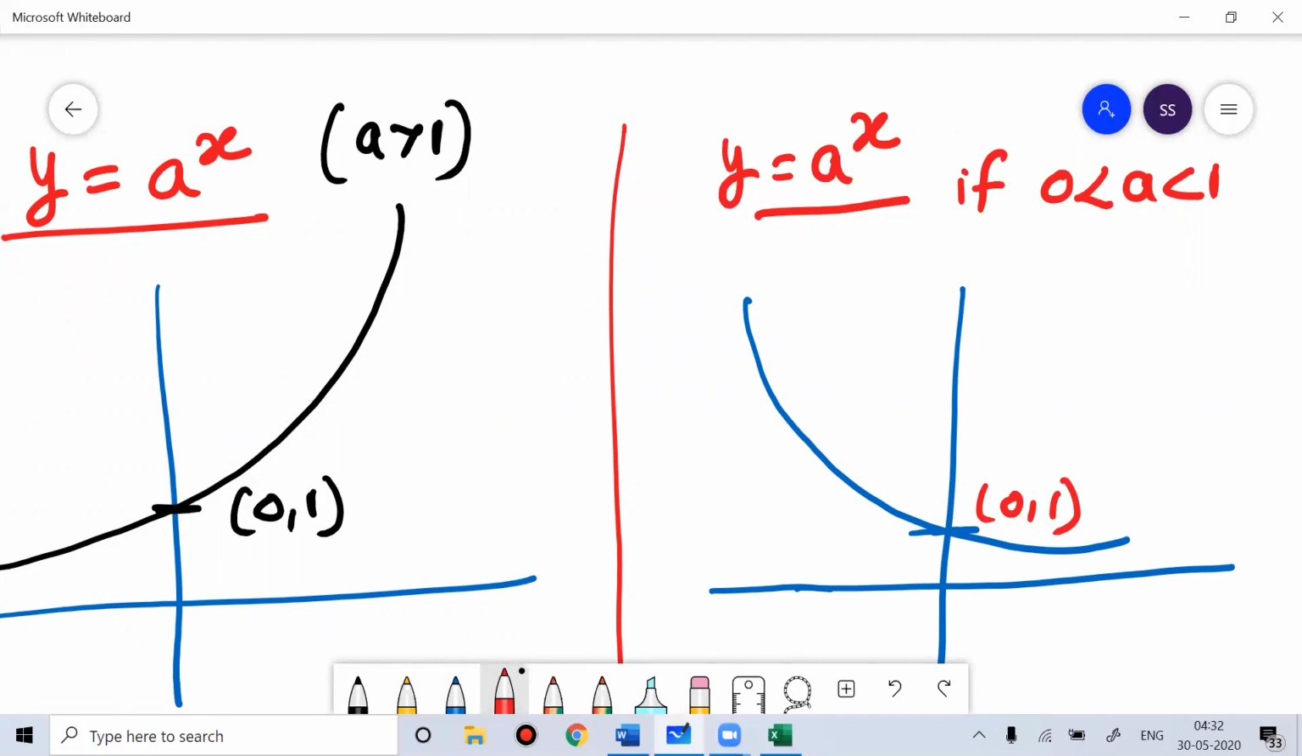So this would be the graph if your a is between 0 to 1. Exponent graphs are very important to understand log. When we work on log, it would be good if we can understand the component on the basis of exponential.